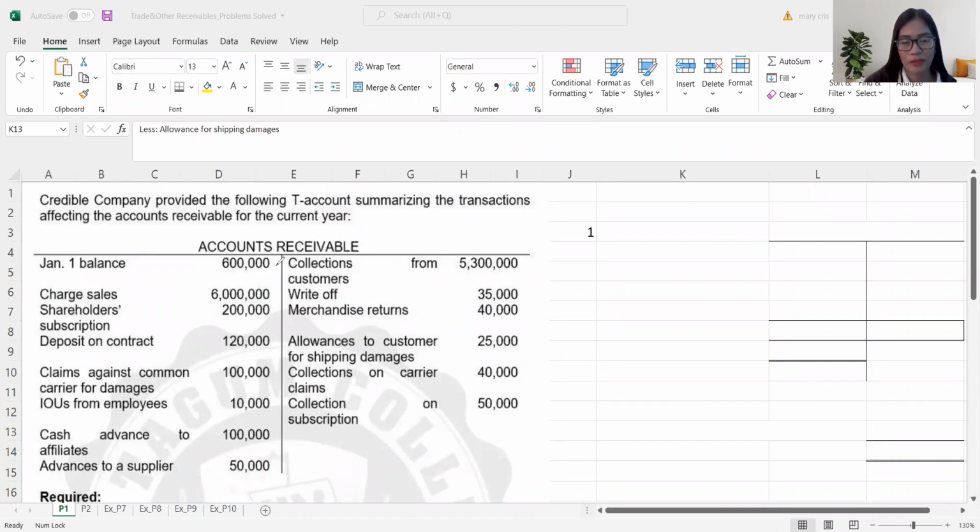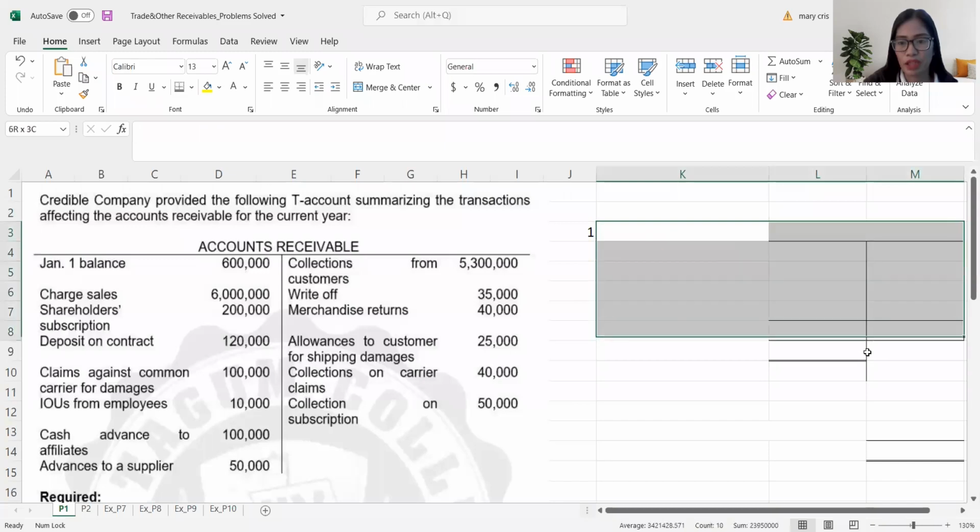Looking at the accounts receivable ledger of Credible Company, we can say that there are really items here which should not be included under the account title accounts receivable. So what we're going to do next is to identify, no? Siguro it would be better to identify na muna the items which legitimately should be included under your accounts receivable account. I have here the computations.